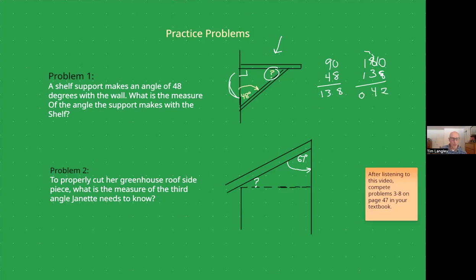All right, problem number 2. To properly cut a greenhouse roof side piece, what is the measure of the third angle Janice needs to know? All right, so I know unless the picture was here, that would be kind of a confusing problem. But if we look at the picture, we can go, oh, okay, I can figure that out. I won't actually do it all for you, but I can take 67. And what's this angle right here? It looks to me like I got a 90-degree angle. Add those two together, get a total. Subtract that total from 180, and that gives me the answer to what this missing angle is here.